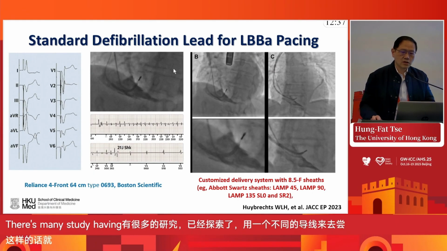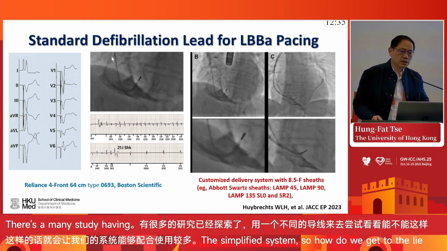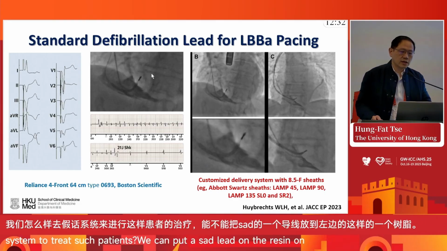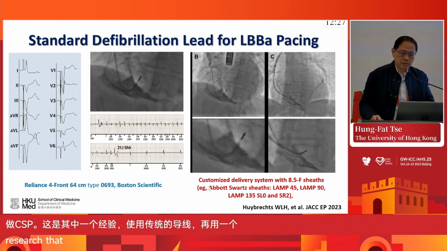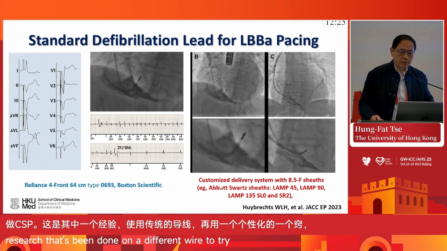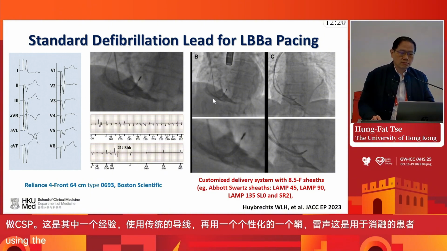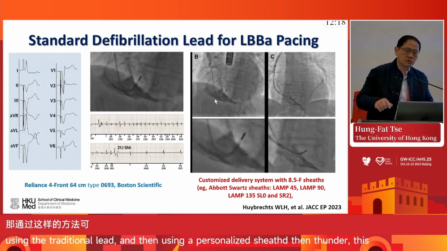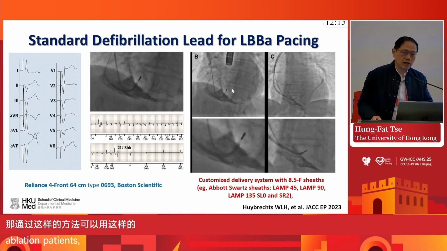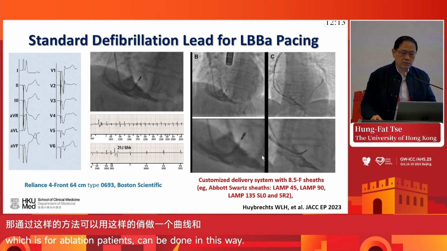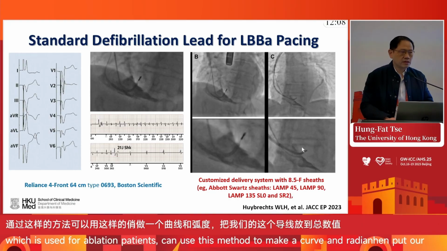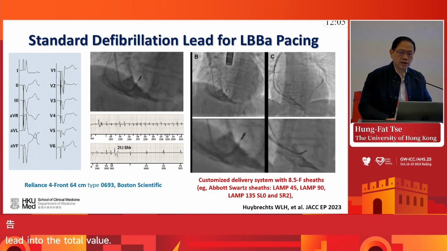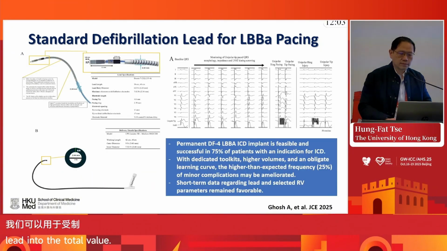This is one of the early experiences using a conventional ICD lead with a custom-made sheath. At that time, they were using different sheaths, like the one we use for ablation, the R-Board, and others. We can use those sheaths to make a specialized curve so that you can put your ICD lead into the left bundle branch area. In the early series, in this acute study, you can see they were able to do LBB area pacing and even some His bundle pacing with this kind of configuration.